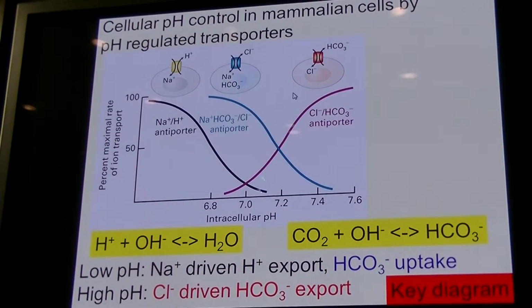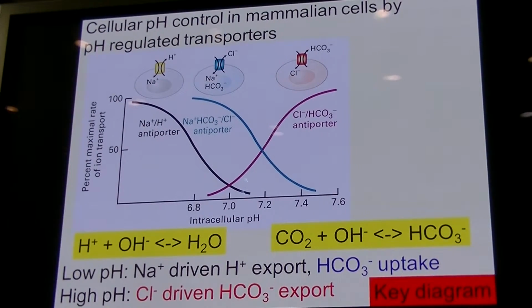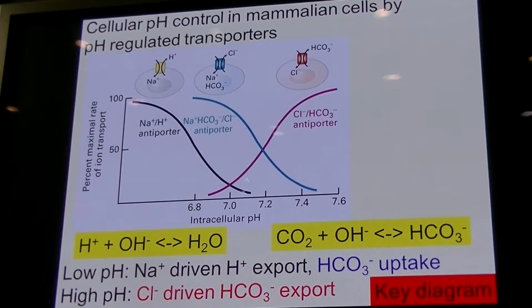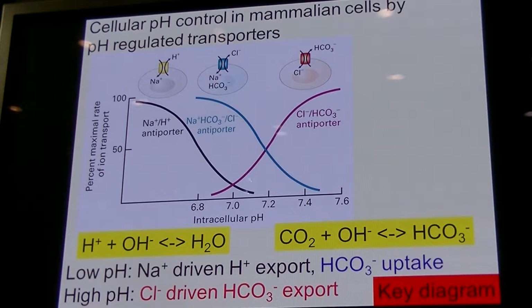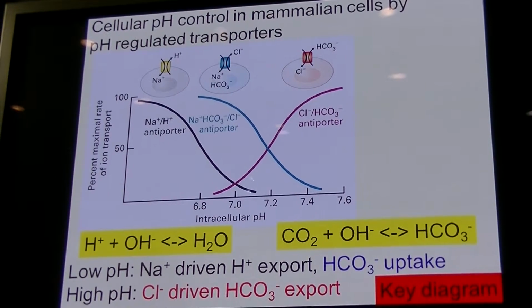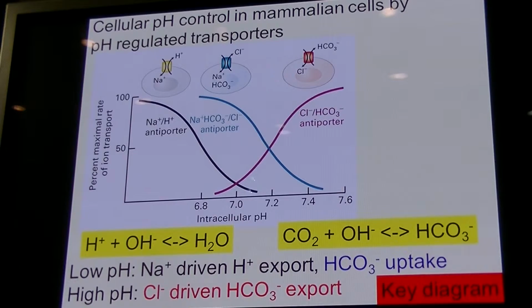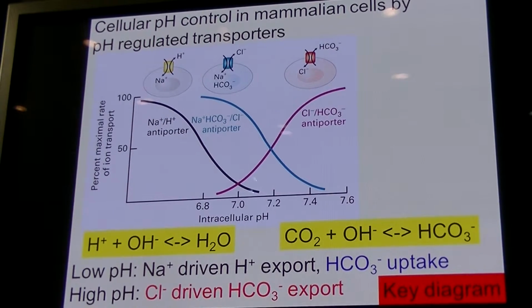So you see that with these three antiport systems that each have their own pH optimum, we can create the appropriate pH. So microphone still good? Yes, still good.